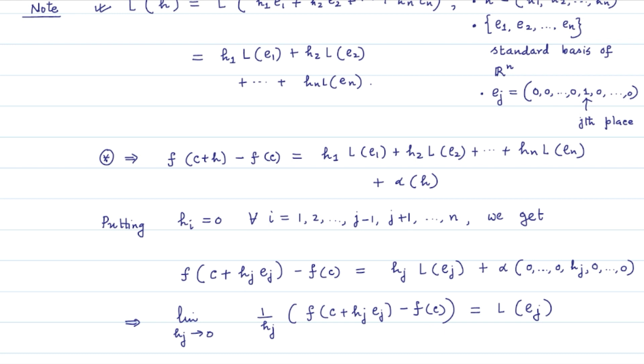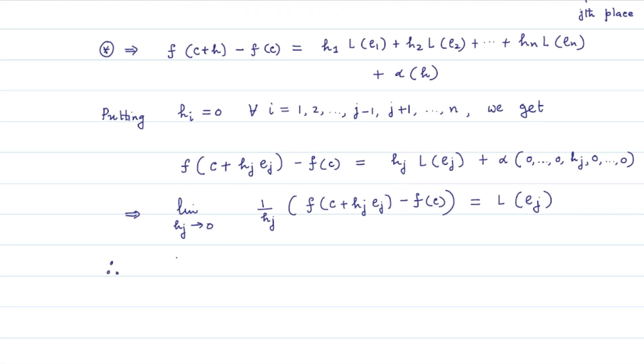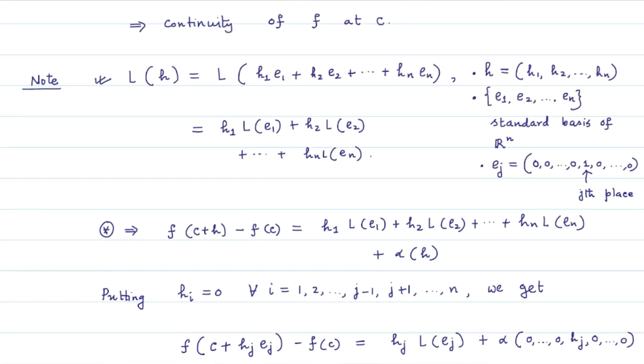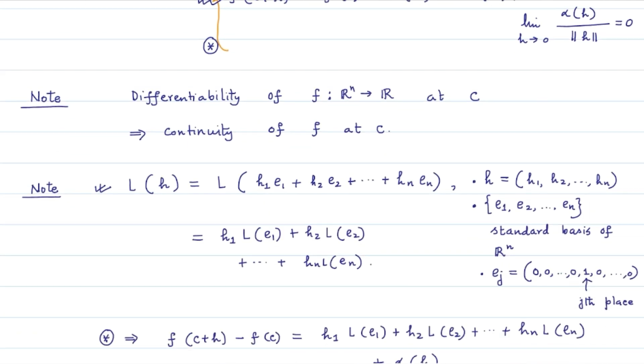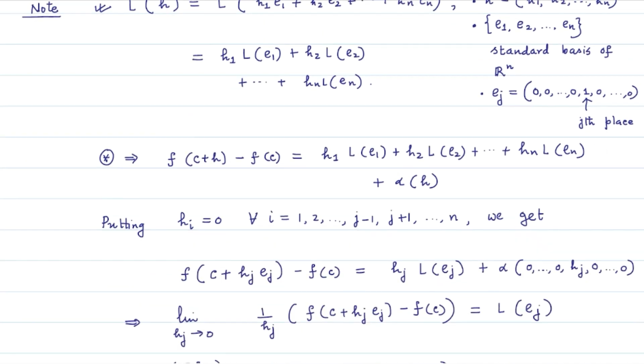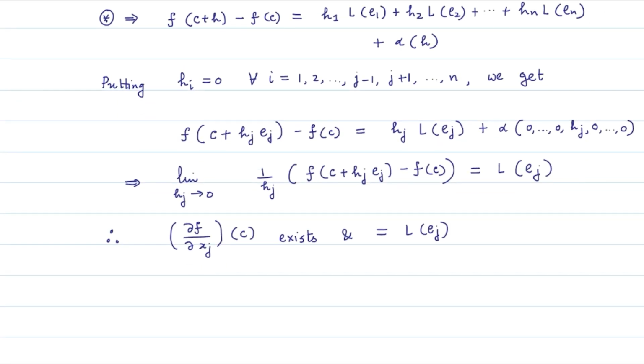But what is this limit on this left hand side? This limit on the left hand side is nothing but the partial derivative of the function f with respect to the jth variable xj at the point C, and therefore we get that if a function f is differentiable, then the function is not only continuous at C but also all the partial derivatives of the function with respect to all of its variables exist and are given by this equation for every j equal to 1 till n.